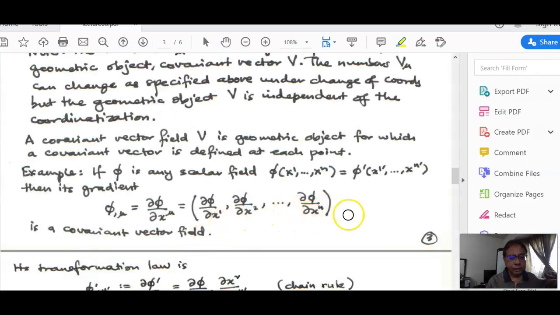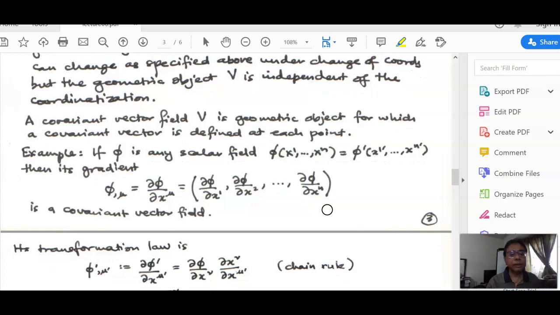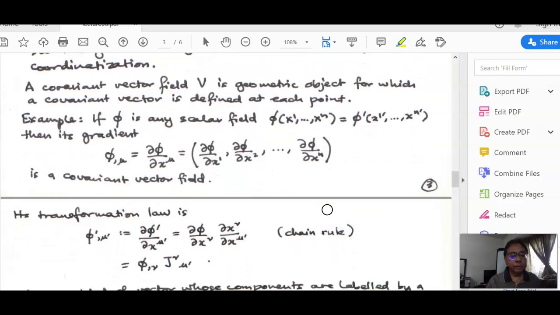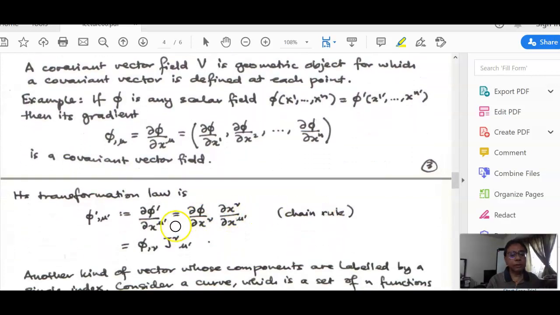So let's do this generally first. You have ∂φ/∂x1, ∂φ/∂x2, until ∂φ/∂xn. Under the transformation law, one should have φ'_{,μ'}. The comma actually means derivative. I should mention that. This is the shorthand notation for this derivative.